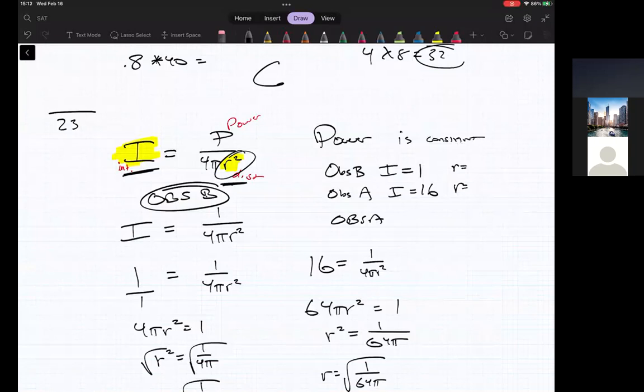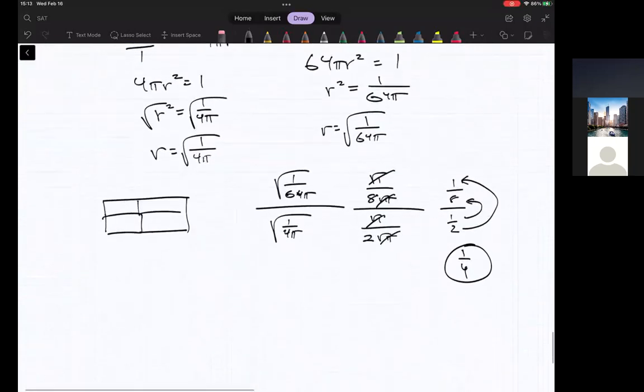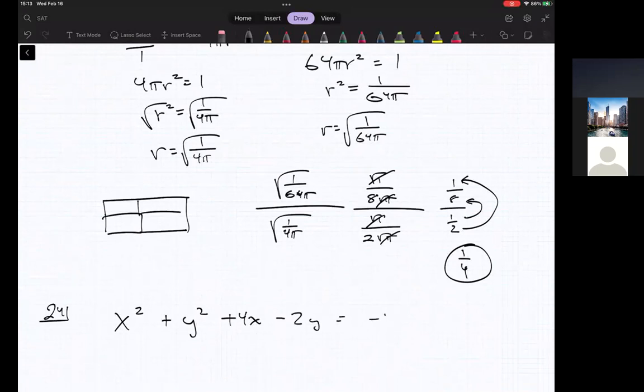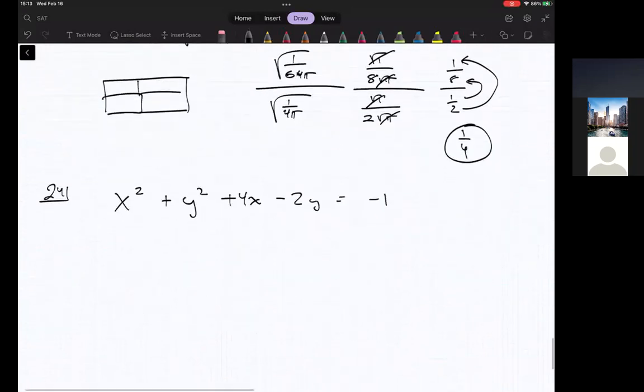All right. Somebody asked about number 24. Sure. x² + y² + 4x − 2y = −1. Sad to say, there's no other way to do this besides using some factoring, and I would highly advise everybody to brush up on their completing the square techniques.